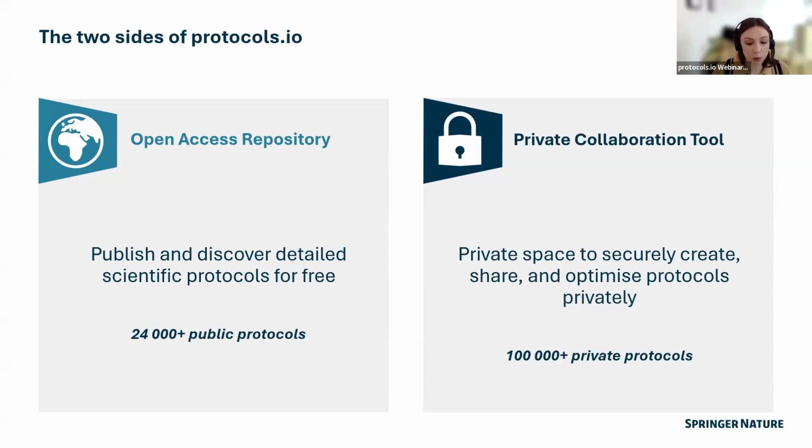So as a refresher for anyone who isn't familiar, there are the two sides, which I just mentioned. In our open access repository, you can publish and discover detailed scientific protocols. We have over 24,000 public protocols on the platform. Then there's also the private side of the platform where teams use protocols.io to document their work, develop, share, and optimize protocols privately before they publish, or if they choose not to publish at all. Because this webinar is around getting credit for method development, we're going to focus today more on the open and publishing side of the platform.